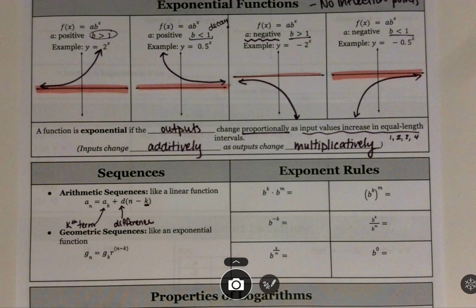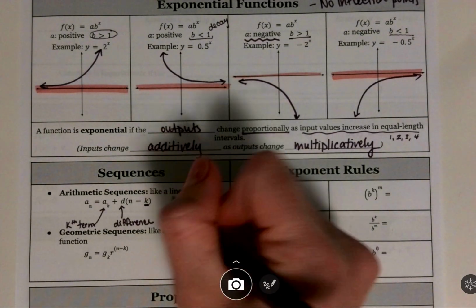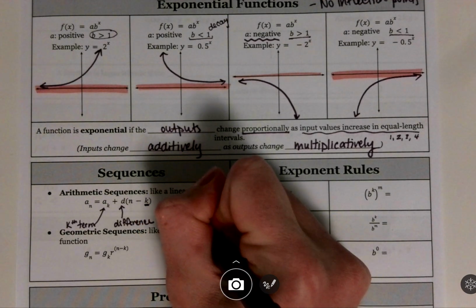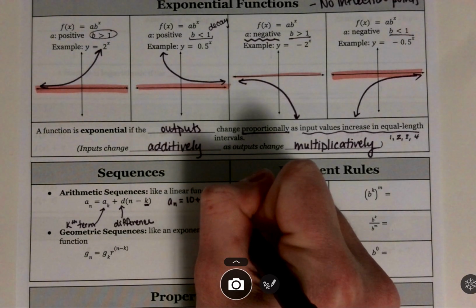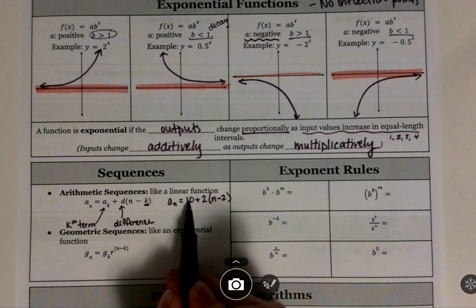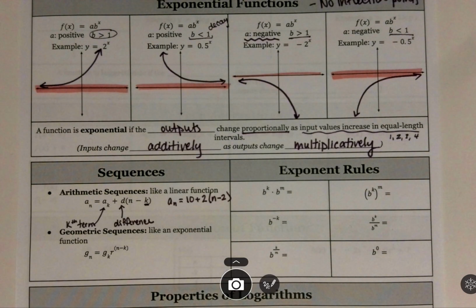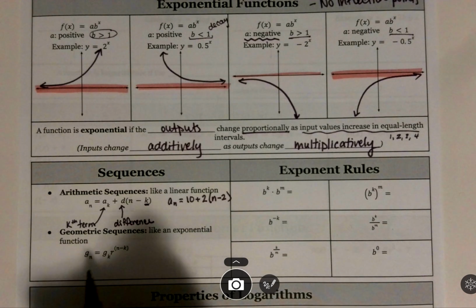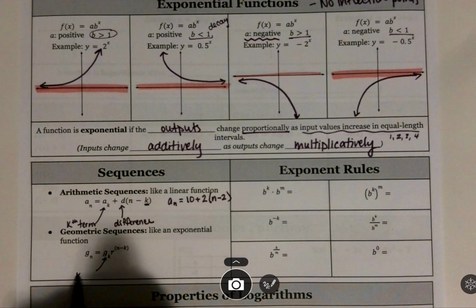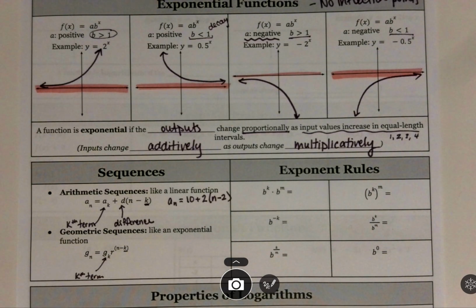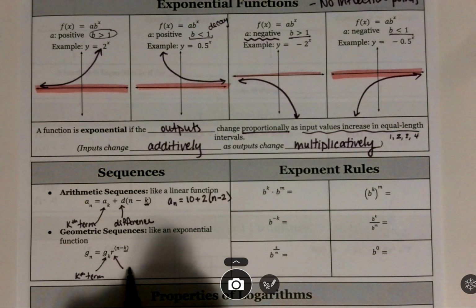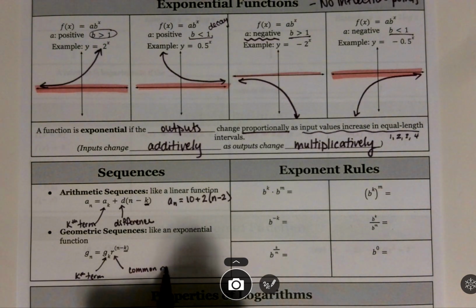For example, if in my sequence I had a common difference of adding 2 and my second term was 10, I would have a sub n equals 10 plus my common difference of 2 times n minus 2, because I said my second term was 10 with a common difference of 2. For a geometric sequence, they behave like exponential functions. So this g sub k is my kth term, where it connects to the k and the exponent. And r is our common ratio.